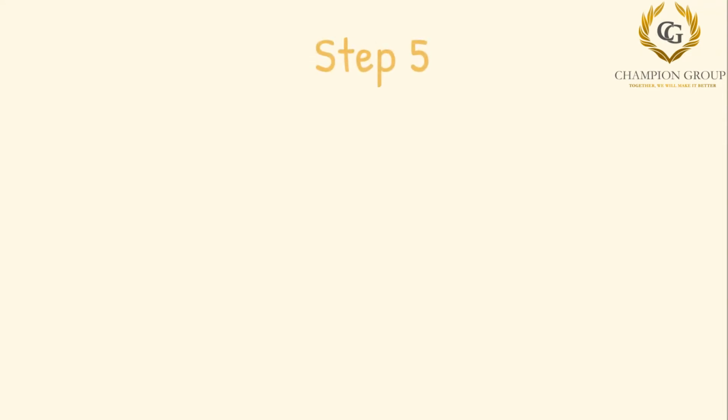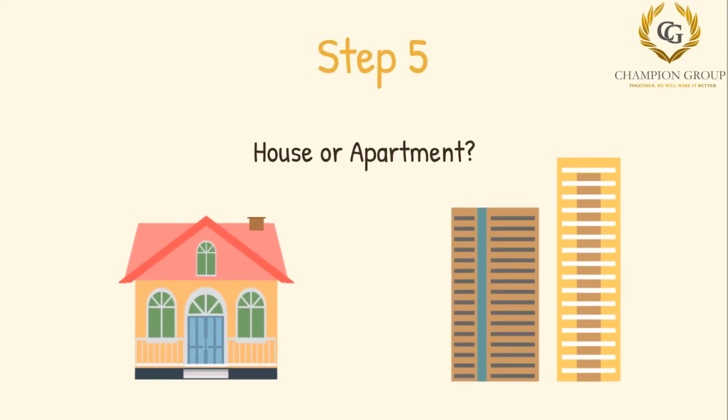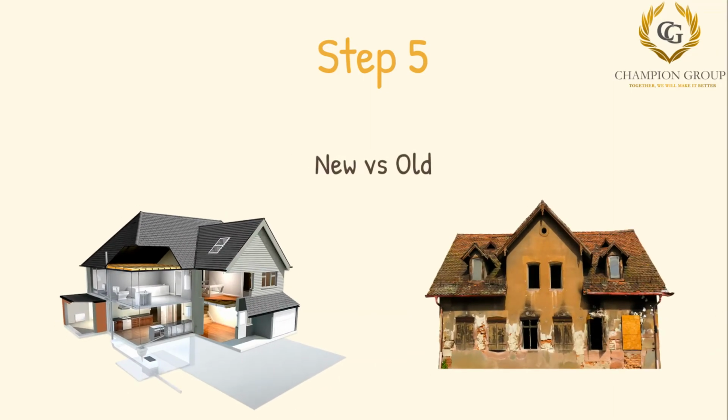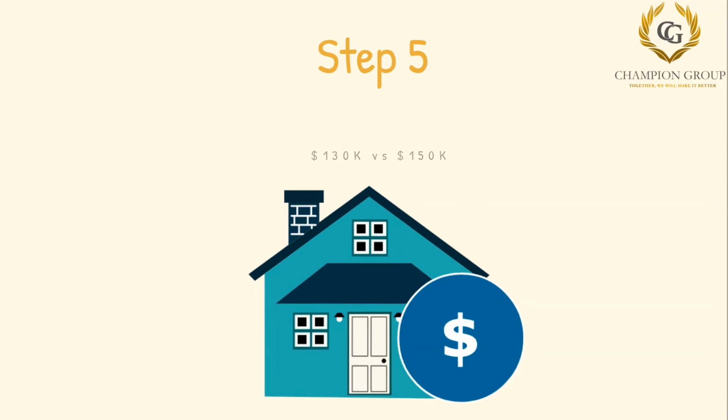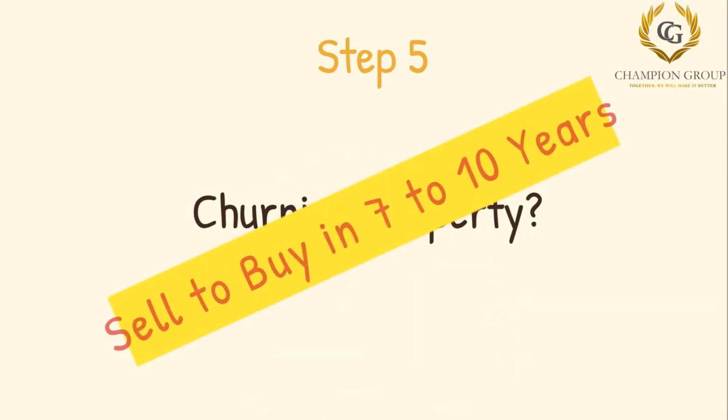Step 5. What types of properties? New versus old. What price ranges? Churning properties, meaning sell to buy in 7 to 10 years.